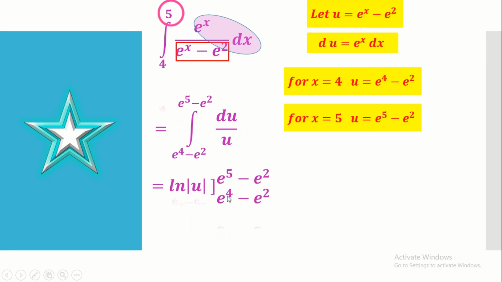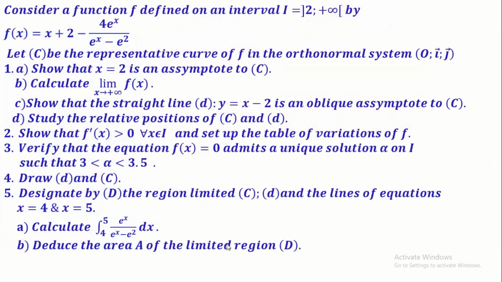It varies from exponential 4 minus e squared to exponential 5 minus e squared, so we can replace u by these values. It will be then ln of exponential 5 minus e squared, the greater value, the top one, minus ln of exponential 4 minus e squared, the value for the lower one. We replace u by these values. Well, if we calculate it, it will be approximately 1.094.